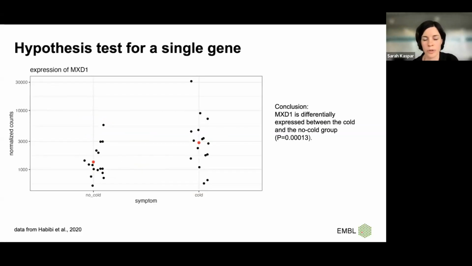Okay, so if we apply this kind of procedure to the data that I've just shown you, we will get a very low p-value. It's 0.0001. So that means with the common significance level, a common one would be 5%, but that's just a convention, we could conclude that this gene MXD1 is differentially expressed between the cold and the no-cold group.